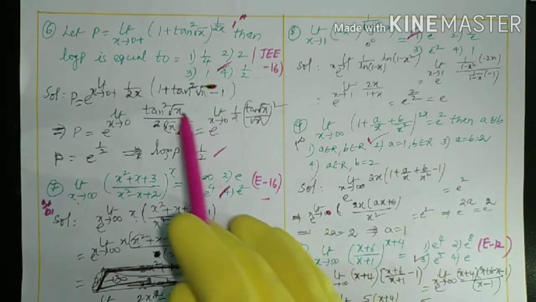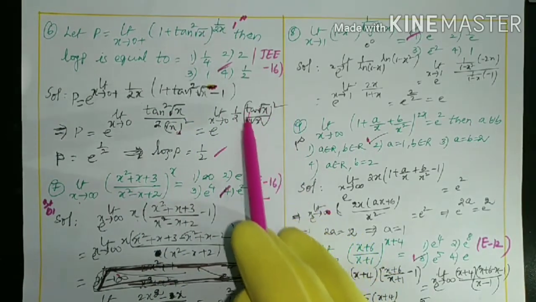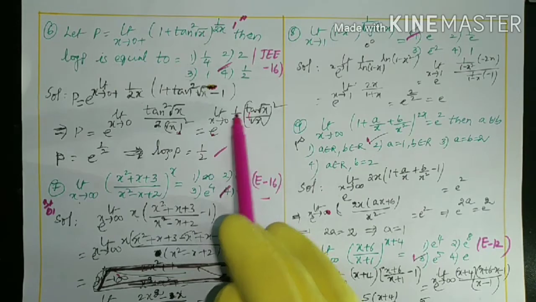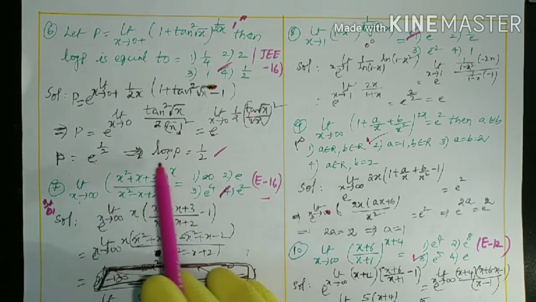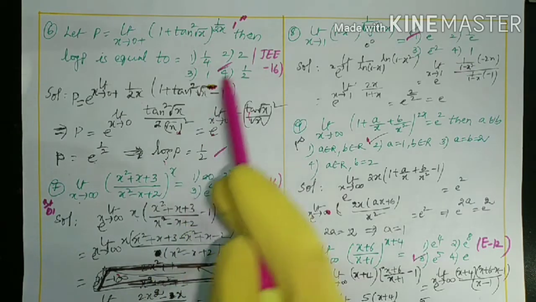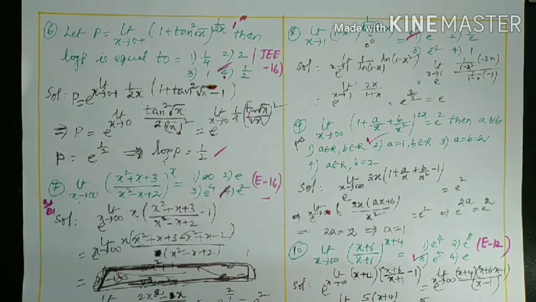Now we can take this as a standard formula: tan root x by root x, with the square. This value is 1, so we get e power 1 by 2. P is e power 1 by 2. By applying the log on both sides, what is the log p value? It is 1 by 2, since it asks for log p. That is the fourth option.